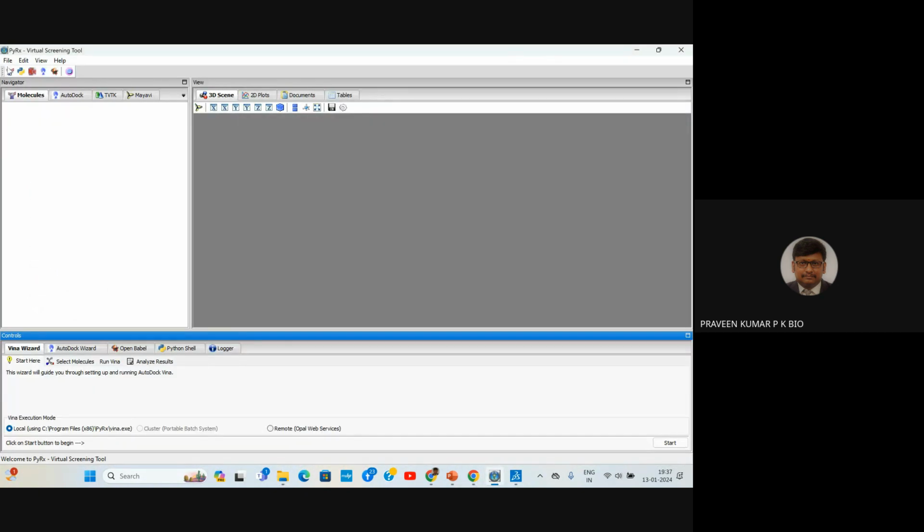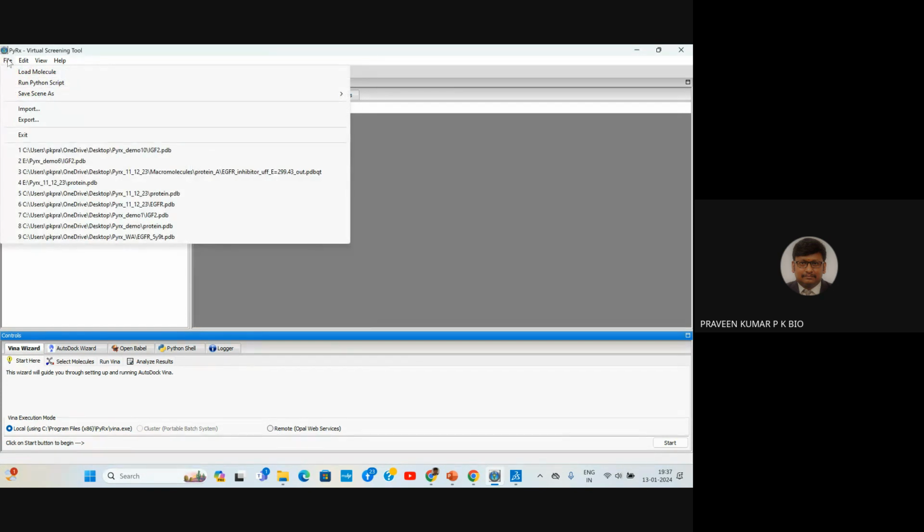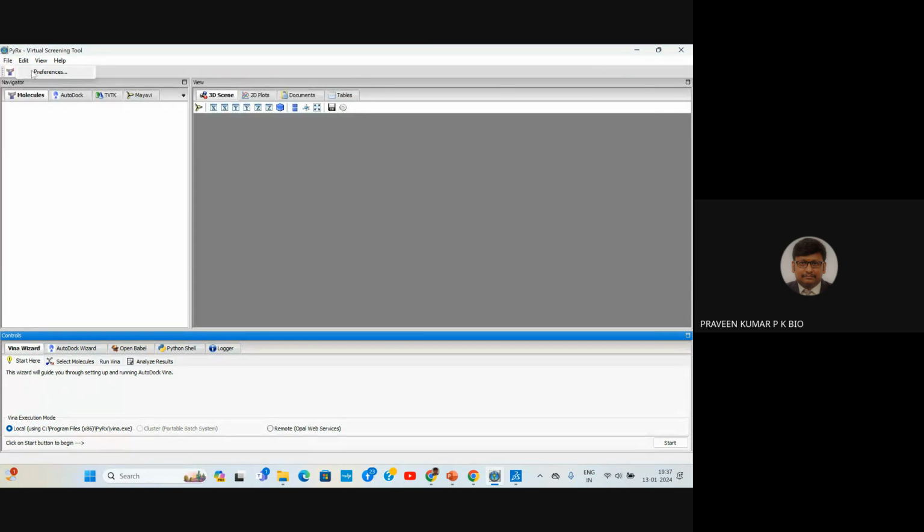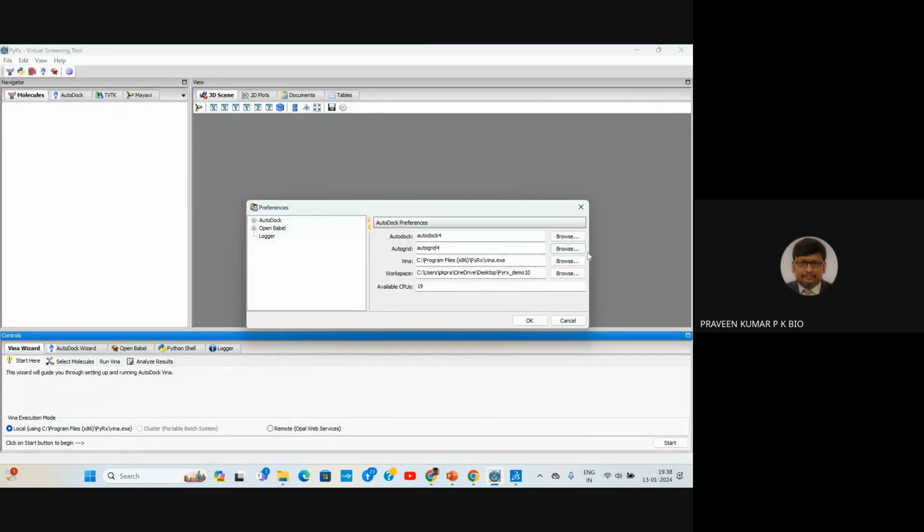Now let me start with step one. The step one, as we have done in AutoDock, is to set the path, isn't it? To set the path of input files.